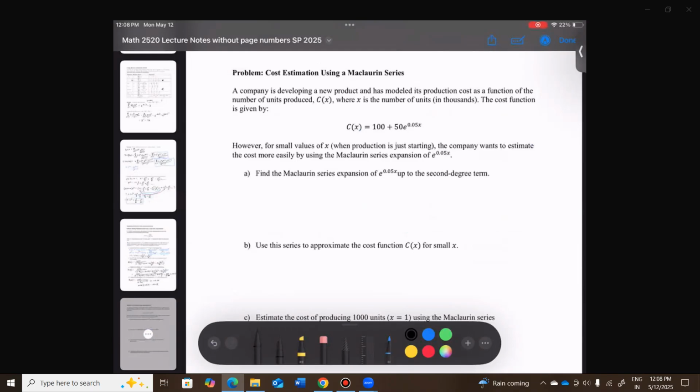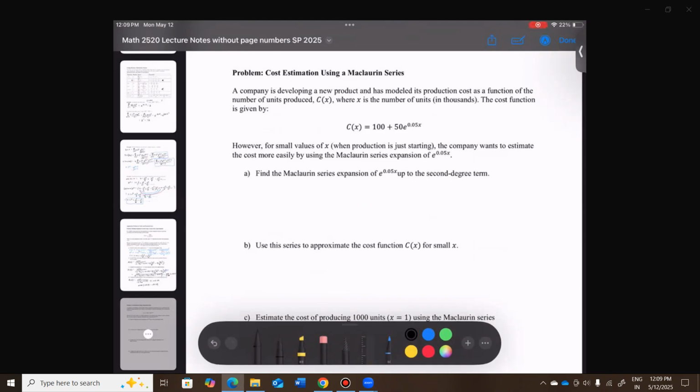Next one, we're going to use the Maclaurin series. A company is developing a new product and has modeled the production cost as a function of the number of units produced, C of x, where x is the number of units and the cost is C of x. It's given by the formula 100 plus 50 e to the 0.05x. However, for small values of x, when production is just starting, the company wants to estimate the cost more easily by using the Maclaurin series. And so we do the expansion for e to the 0.05x.